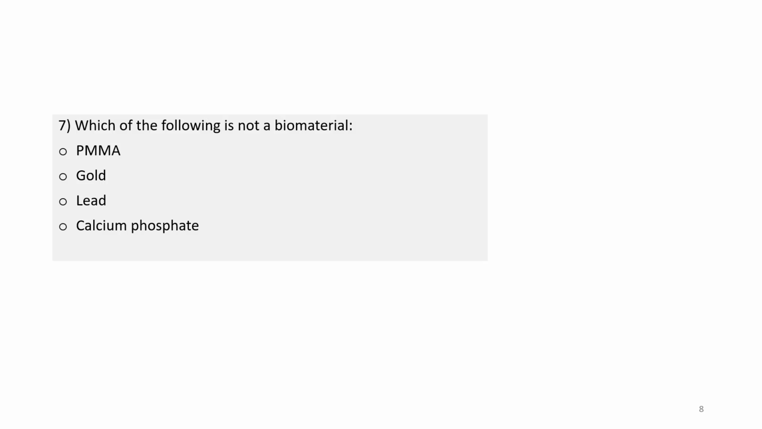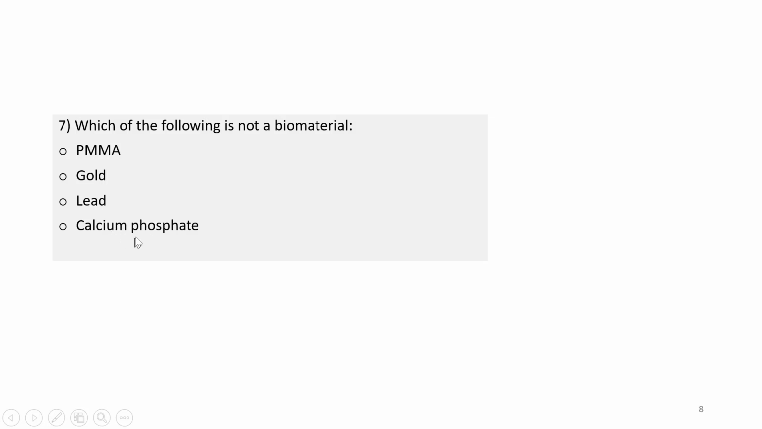Now, which of the following is not a biomaterial? A biomaterial should be compatible with the human body, so it should not be toxic. Out of these, even by looking at it, you can see that lead is toxic for humans, so this one won't be a biomaterial. The options are polymethyl methacrylate (PMMA), gold, lead, and calcium phosphate.